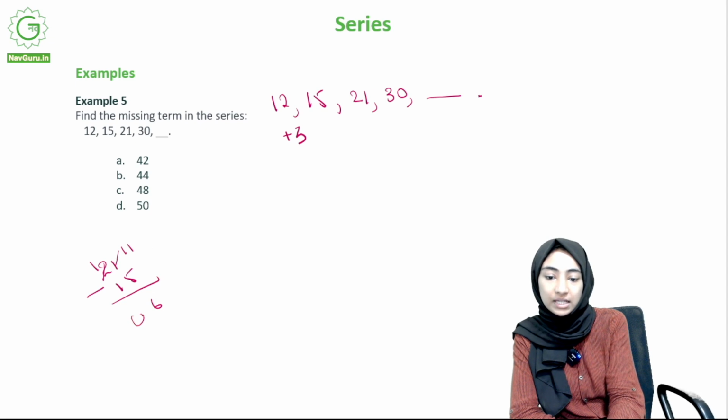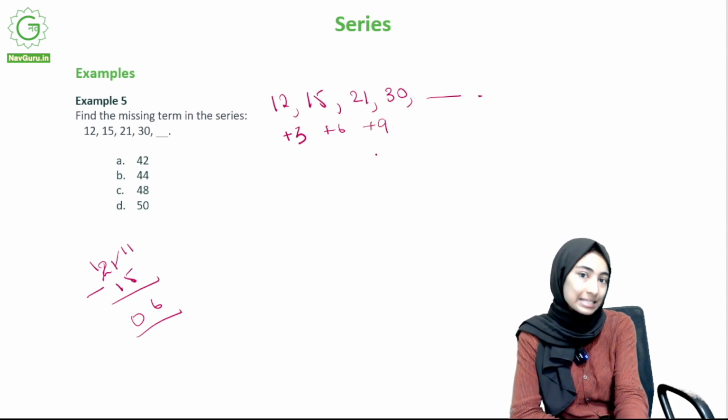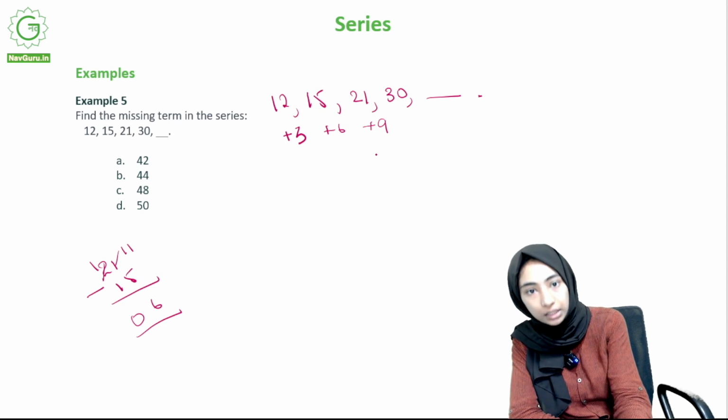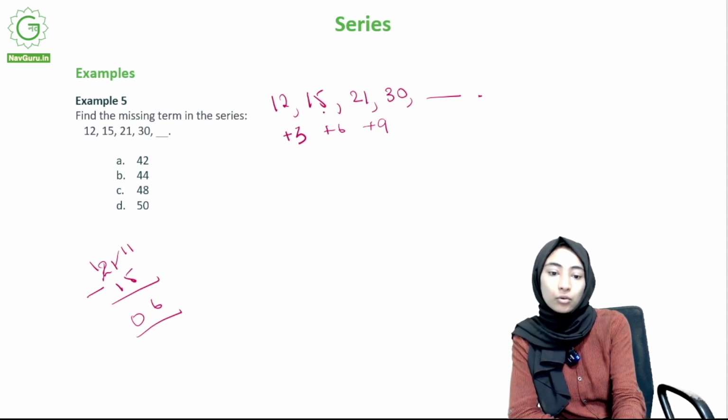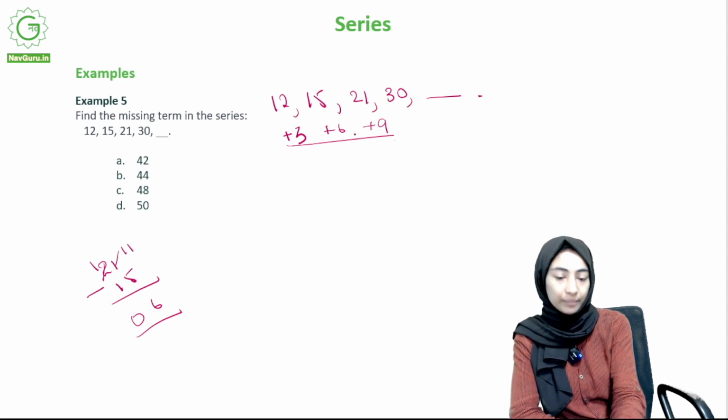21 minus 15 is 6. 15 plus 6 is 21. 21 plus what is 30? Plus 9, right? Because 21 plus 10 is 31, minus 1 is 9. So what pattern do you see here? 3, 6, 9.